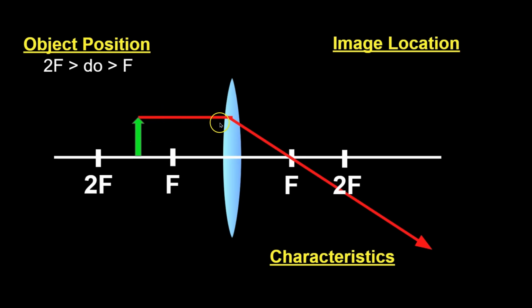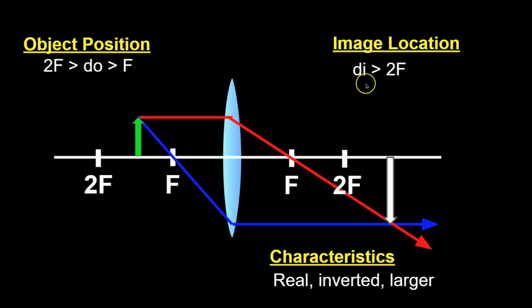It's parallel to the optical axis and goes through the focal point. Ray number 2 goes through the focal point and parallel to the optical axis. And here you see the image. Notice that the image is located at a distance greater than twice the focal length. The image is real, it is inverted, it's flipped like previously, and it has a larger size. It's larger than our object size.